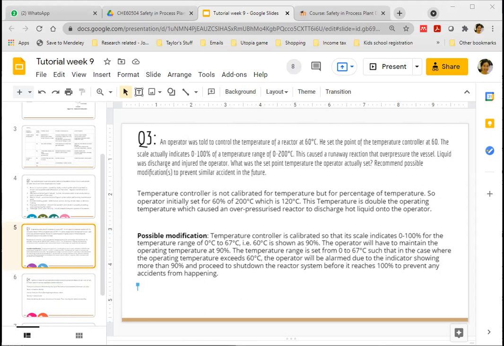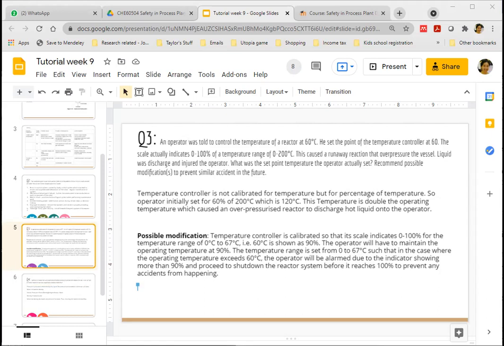If in any case the operating temperature exceeds 60 degrees Celsius, meaning the indicator will show more than 90%, then the operator will be alarmed and proceed to shut down the reactor before it reaches 100% to prevent any accidents from happening. Okay, thank you very much.